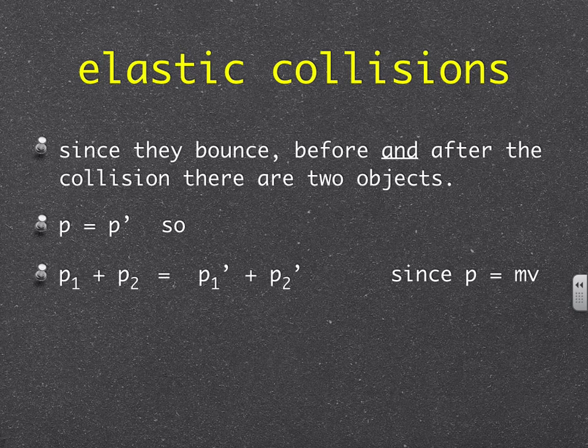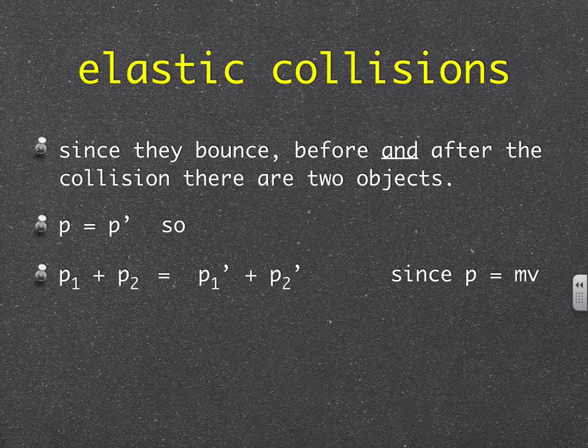Elastic collisions, of course, they bounce. So before the collision, we have 2 objects, and after the collision, we're going to have 2 objects. So again, our total before has to equal our total afterwards, but our total before is 2 objects, and our total afterwards is 2 objects. Now, this is not saying that P1 before equals P1 prime.